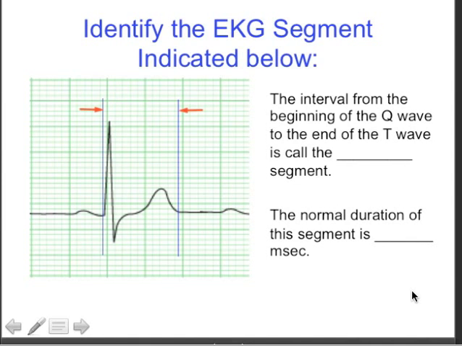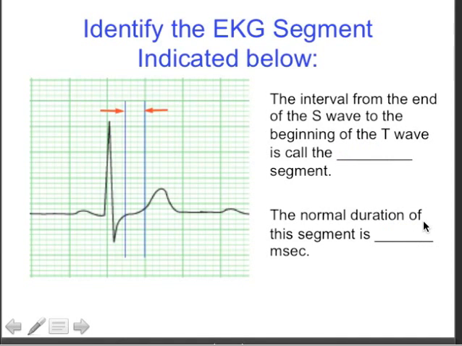Okay, next question. The interval from the beginning of the Q wave to the end of the T wave is called the what? And it's called the QT segment. The normal duration of this segment is how many milliseconds? And it's 0.43 normally. Okay. The interval from the end of the S wave to the beginning of the T is called the ST segment. The normal duration is 80 milliseconds. 80 milliseconds. Okay.